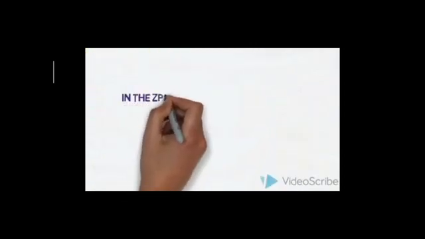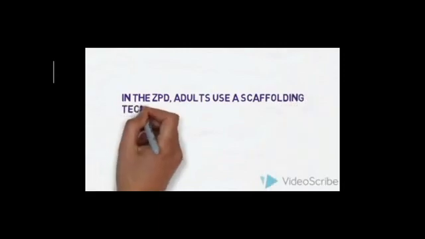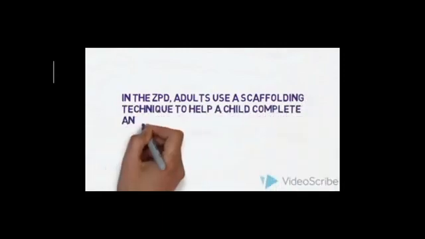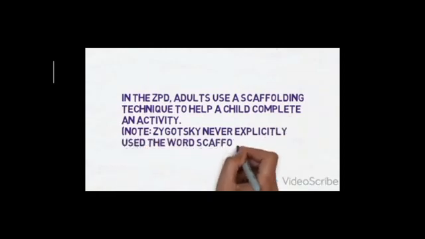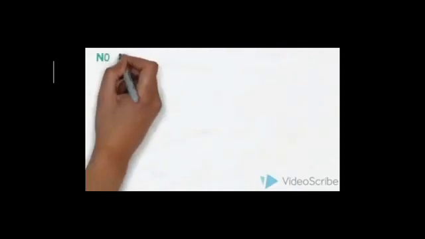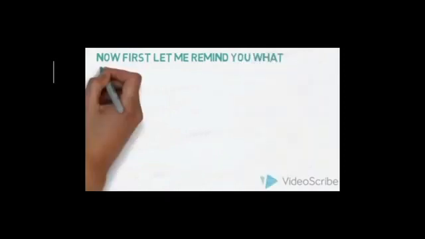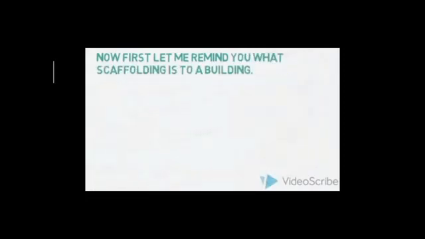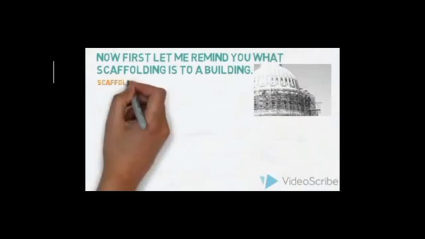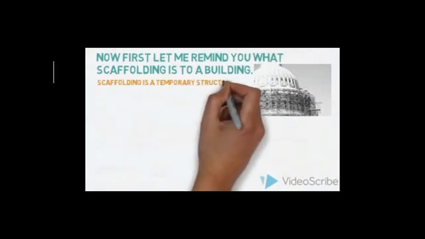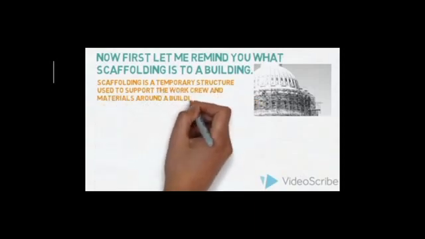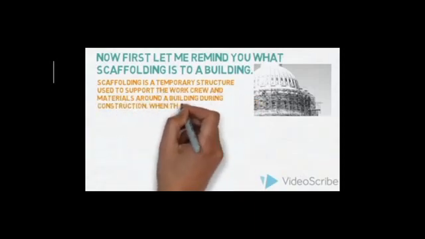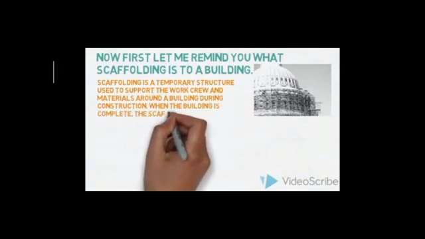In the ZPD, adults use a scaffolding technique to help a child complete an activity. Note that Vygotsky never explicitly used this word. First, let me remind you what scaffolding is to a building. Scaffolding is a temporary structure used to support the work crew and materials around a building during construction. When the building is complete, the scaffolding is taken down.